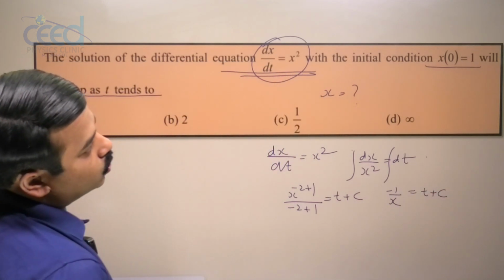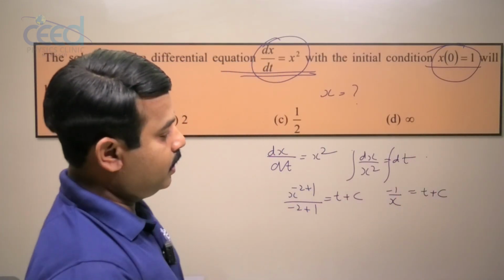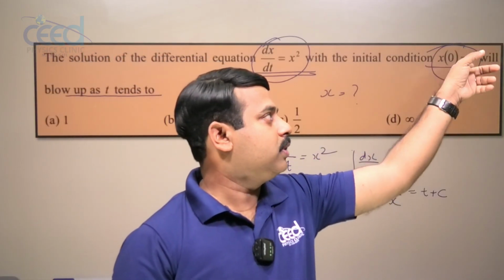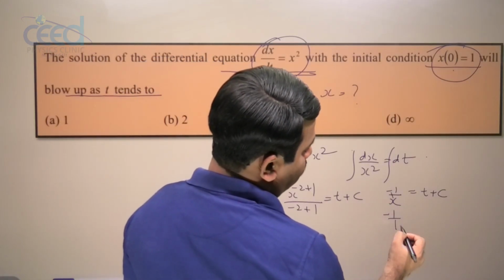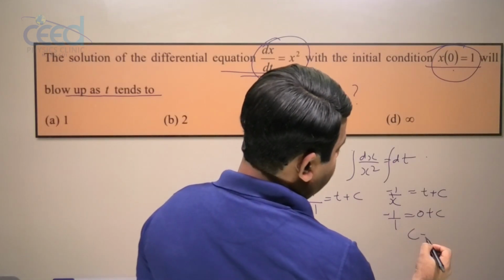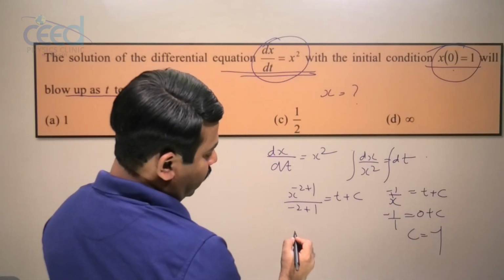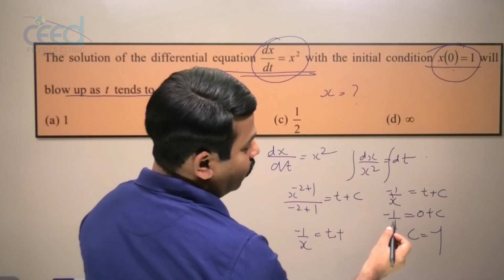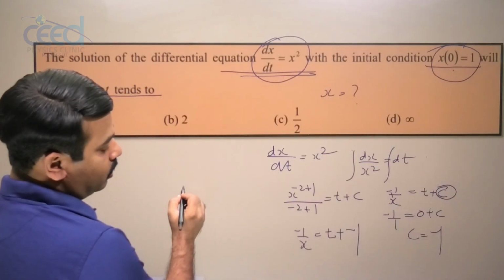Now to solve this c value, they have given one condition, right? When t is equal to 0, x value is 1, right? Then I am putting x as 1: minus 1 by 1 is equal to 0 plus c. That means c is equal to minus 1. Now we are substituting that value: minus 1 by x is equal to t plus c value, minus 1, right?